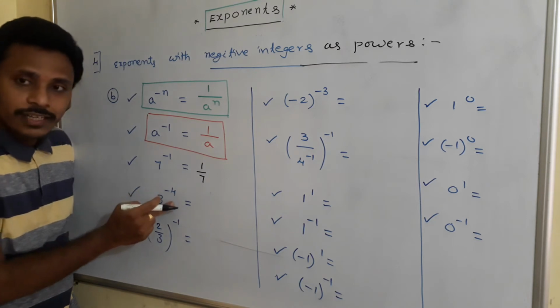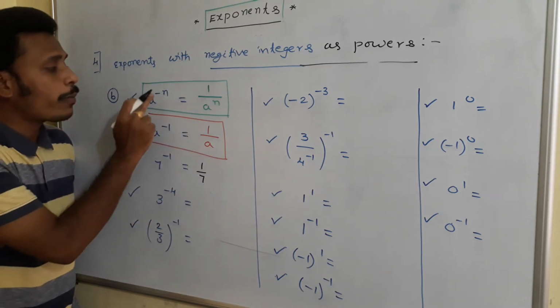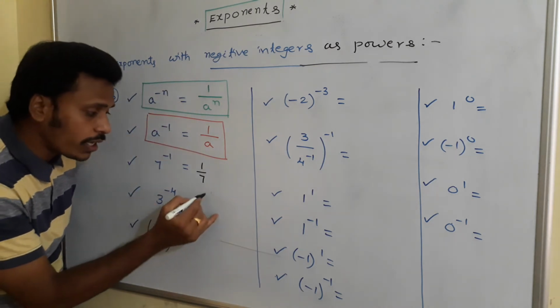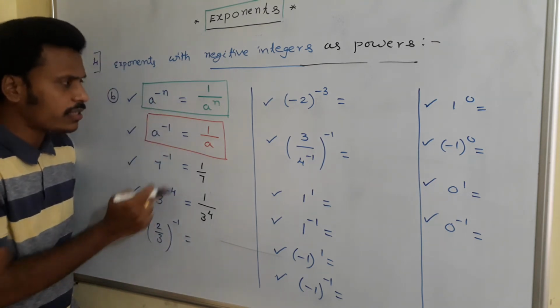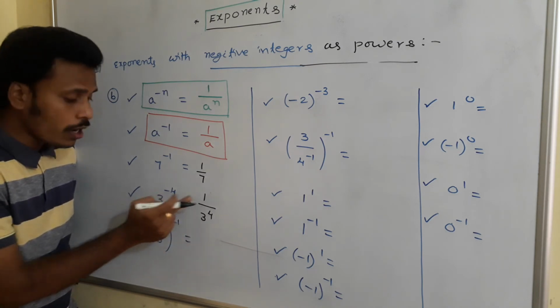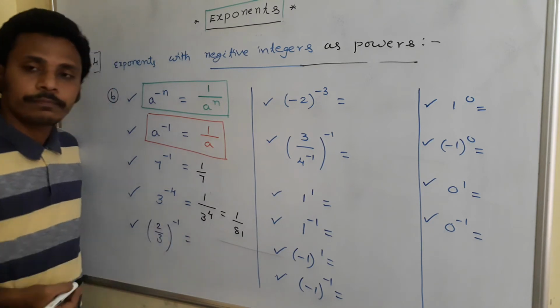And the next thing, 3 power minus 4. So now to answer 3 power minus 4, you need to go with this first law. A power minus n as 1 by a power n. So 3 power minus 4 is 1 by 3 power 4. Just directly replace a with 3, n with 4. 3 power minus 4 is 1 by 3 power 4. And your answer is 1 by 81.